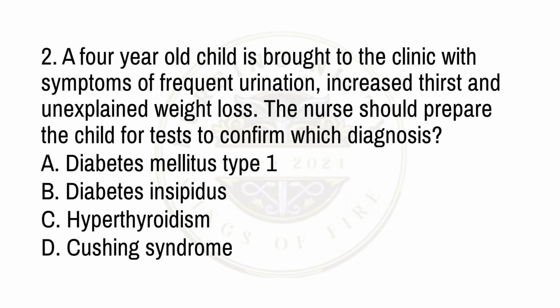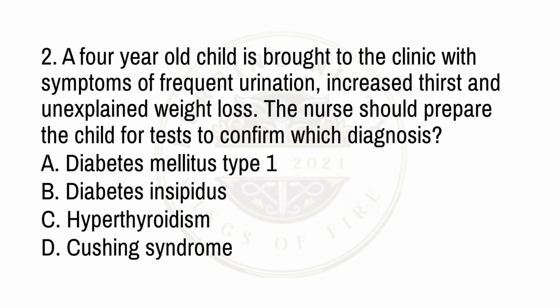A 4-year-old child is brought to the clinic with symptoms of frequent urination, increased thirst and unexplained weight loss. The nurse should prepare the client for test to confirm which diagnosis. Options. Option A. Diabetes mellitus type 1. B. Diabetes insipidus. C. Hyperthyroidism. And D. Cushing syndrome. So here the right answer is option A.